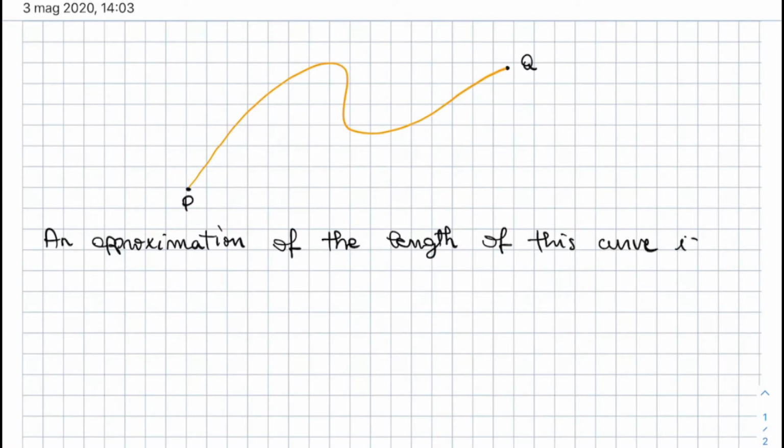We fix some points on the curve. We can choose as many as we like. So let's say we take some number n, Pn. This is P2, P3, P4, so on and so forth. Then we say that an approximation of the length is given by the sum d(P, P2) plus d(P2, P3) and so on till we get to the distance between Pn and Q.